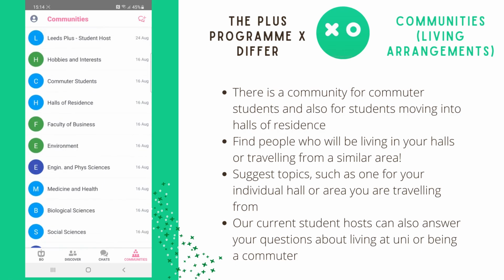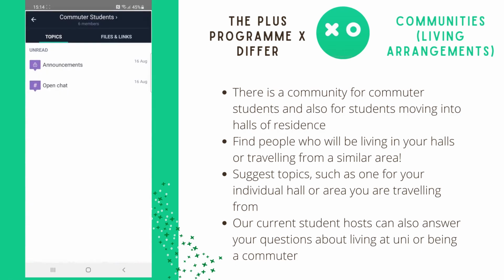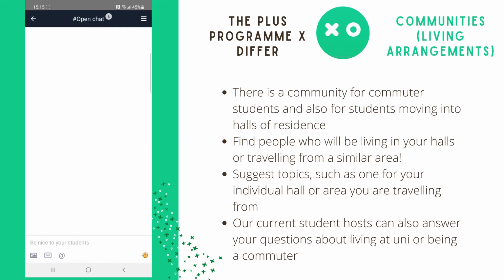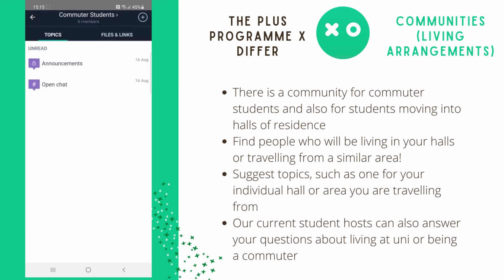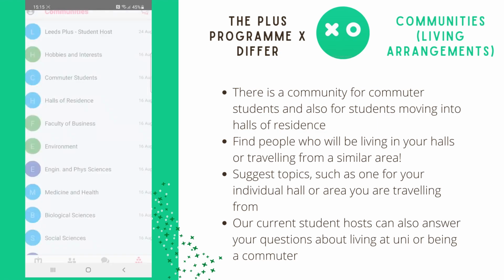You can see here there is a section for commuter students. So if you are a student who's going to be commuting from a family home, for example, we've created an area for you in here. For example, you might in the open chat want to find out where other people are commuting from, because you might end up finding a travel buddy in there. This area will also be run by current students at the university who have commuted to uni themselves, so they'll be able to answer your questions and provide a bit of reassurance about their experience too.